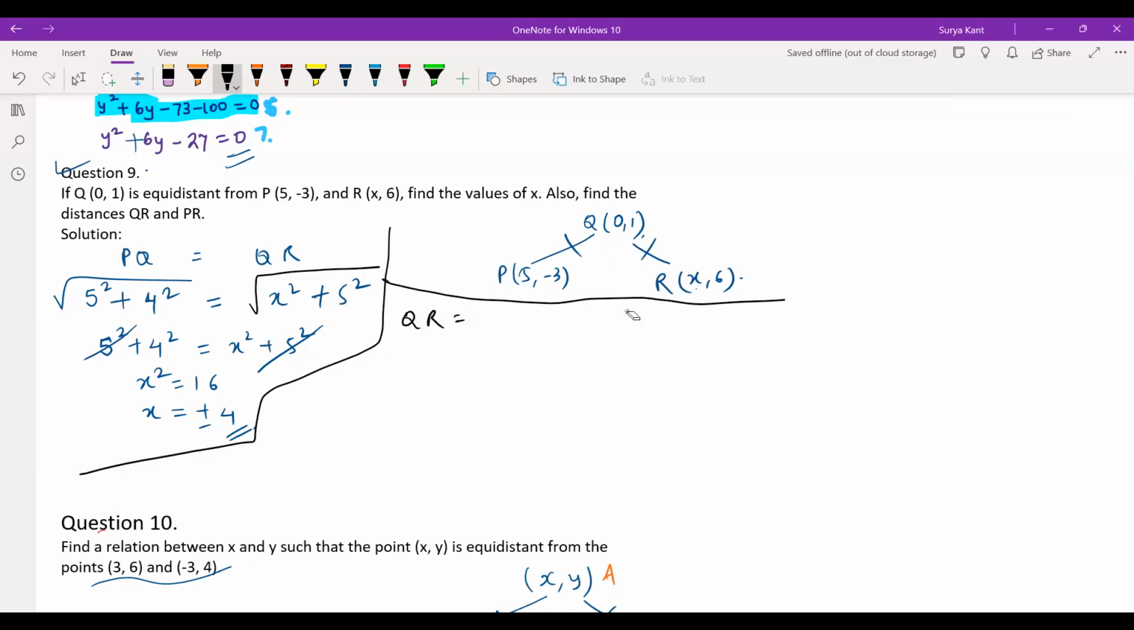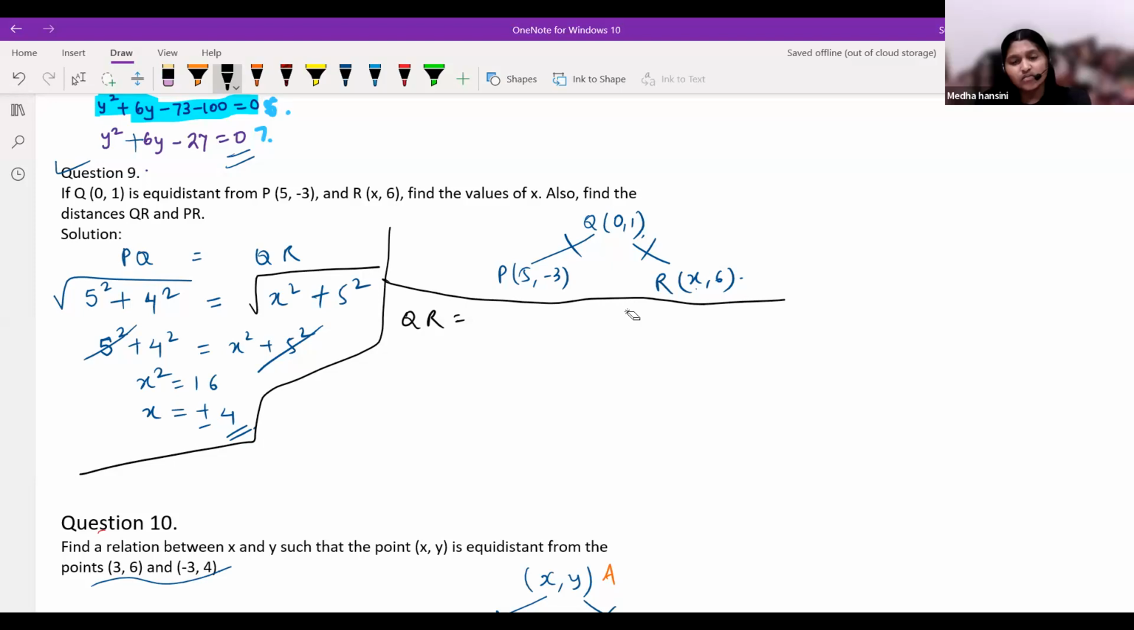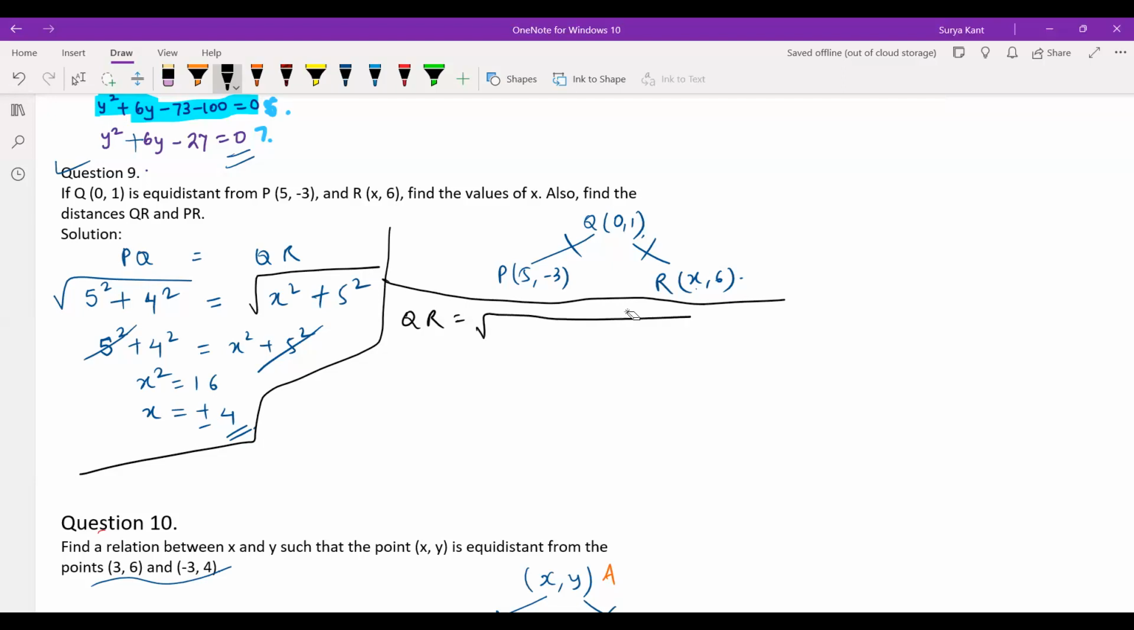PQ is equal to, because if answers come like this, now 5 square will get cancelled. 6 minus 1, 1 plus 3, 4. Correct. That's correct, sir. Okay, QR is root 41. QR you'll find here. So x we got as plus minus 4, whatever you take, 4 square or minus 4 square, not a problem. Plus 5 square. That we got as 25 and 16, root 41.